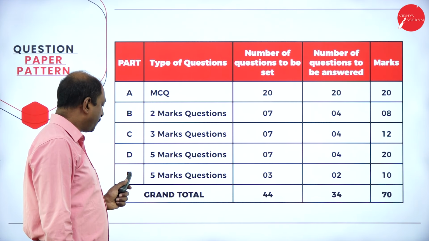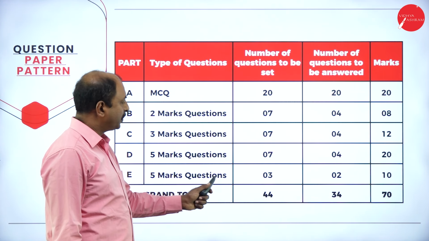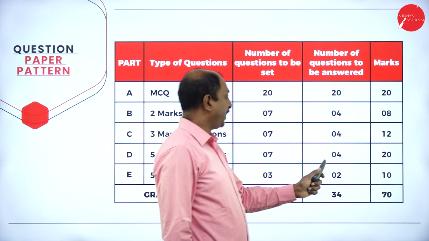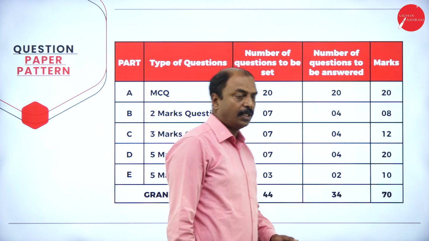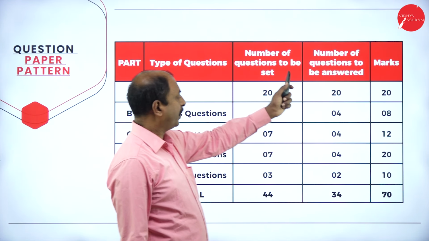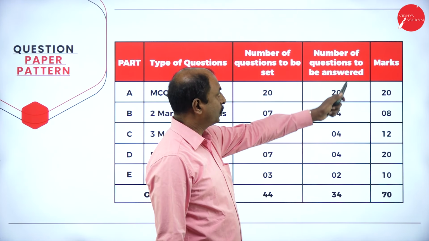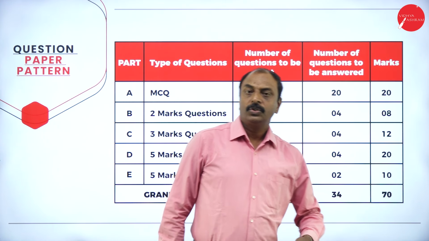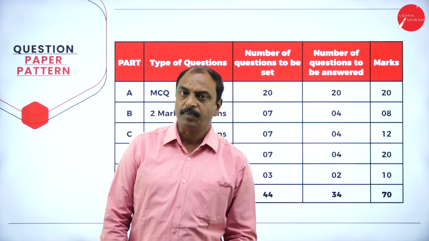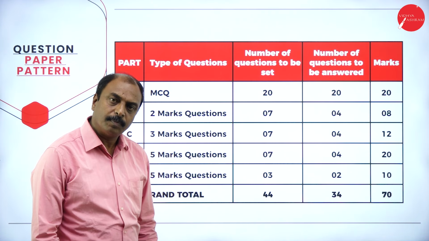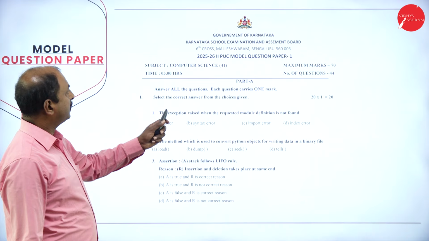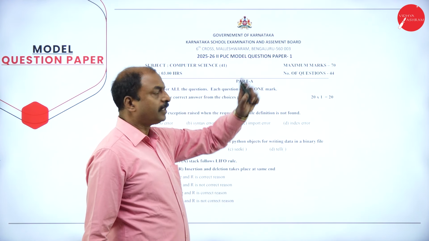And last part, that is part E, it is a 5 marks questions. And there are 3 questions will be there. You are supposed to answer any 2. It is for 10 marks. So totally, there will be 44 questions and you are supposed to answer 34 questions and total marks is for 70. So in second PUC computer science, you are writing theory for 70 marks and remaining 30 marks for practicals.